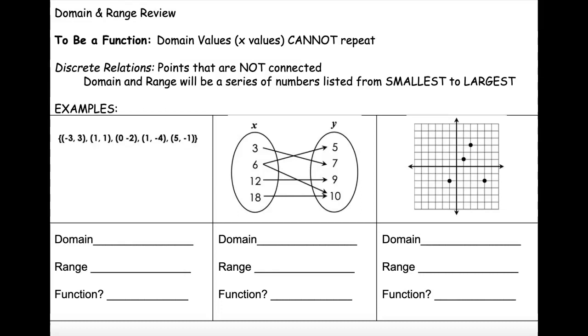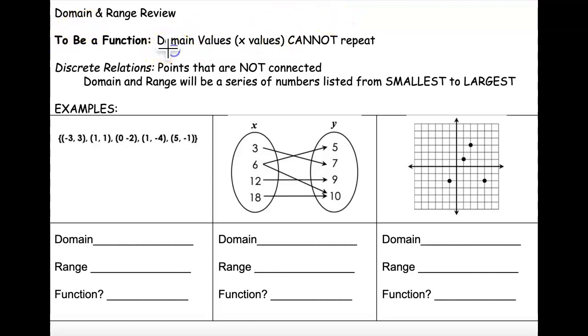Alright, we are going to be taking our Unit 3 test very soon, and so to start reviewing for it, we have to go all the way back to the beginning of the unit, where we looked at domain, range, and what makes something a function. So on this sheet, we're going to look at a review of those three topics, of domain, of range, and how to be a function.